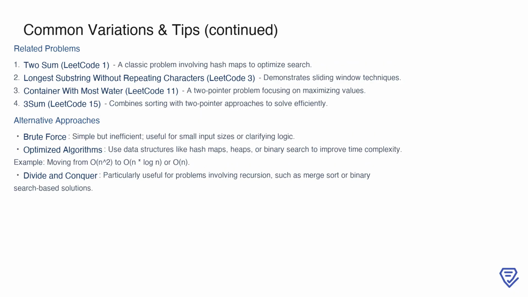To build your problem-solving toolkit further, it's helpful to study related problems. For example, the two-sum problem, which is LeetCode 1, is a classic that demonstrates how hash maps can optimize search operations. Another great example is the longest substring without repeating characters, or LeetCode 3, which highlights the sliding window technique. The container with most water problem, LeetCode 11, is a two-pointer problem that focuses on maximizing values. Additionally, three-sum, or LeetCode 15, combines sorting with two-pointer approaches for efficient solutions.